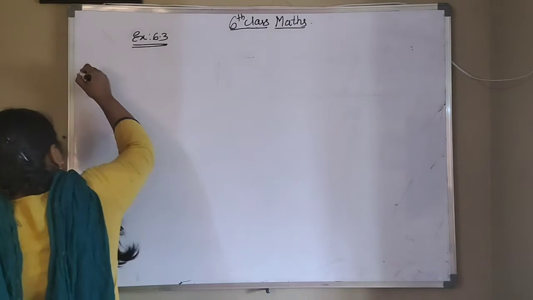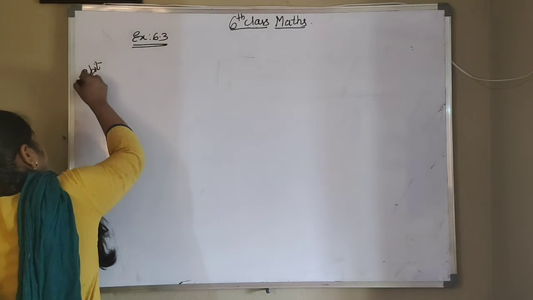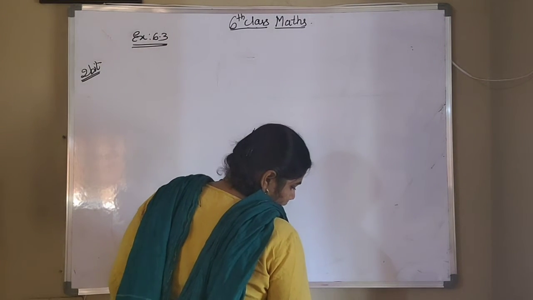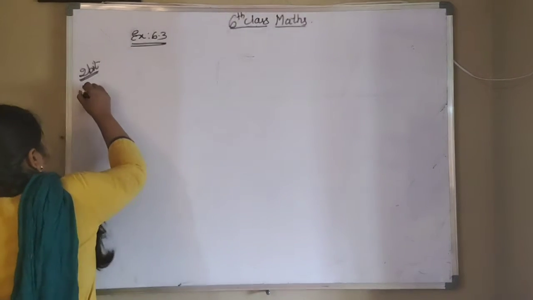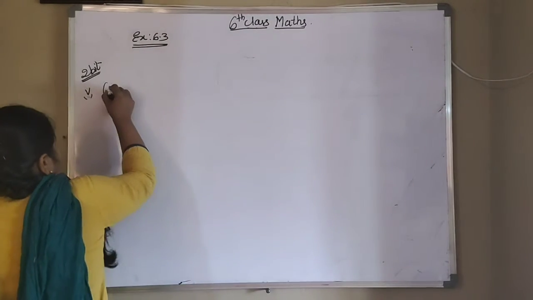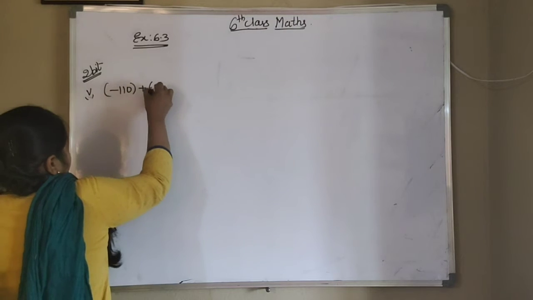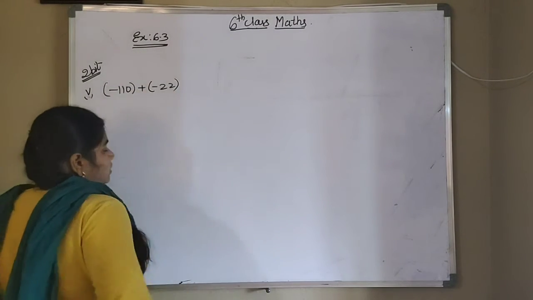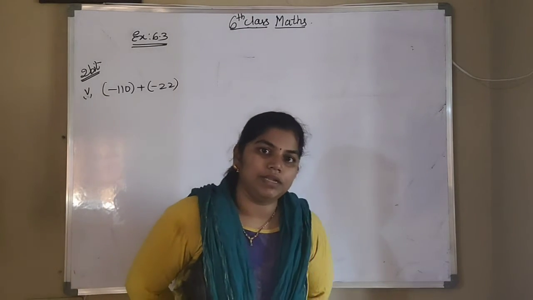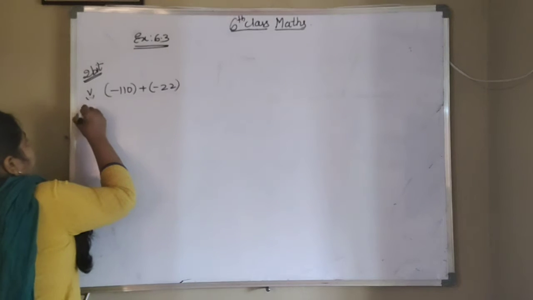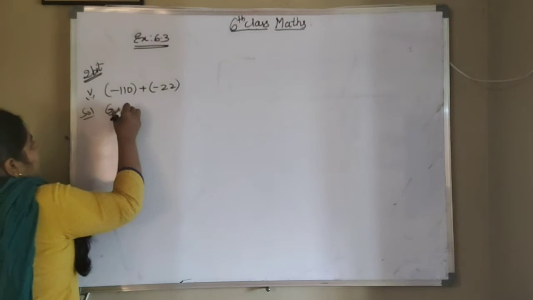Now second bit. In this also the last two problems I gave as homework, which is the fifth one, minus 110 plus of minus 22. So in this case, no need of drawing any number line, directly we have to solve. So what is the first step? First step is write the first number as it is.